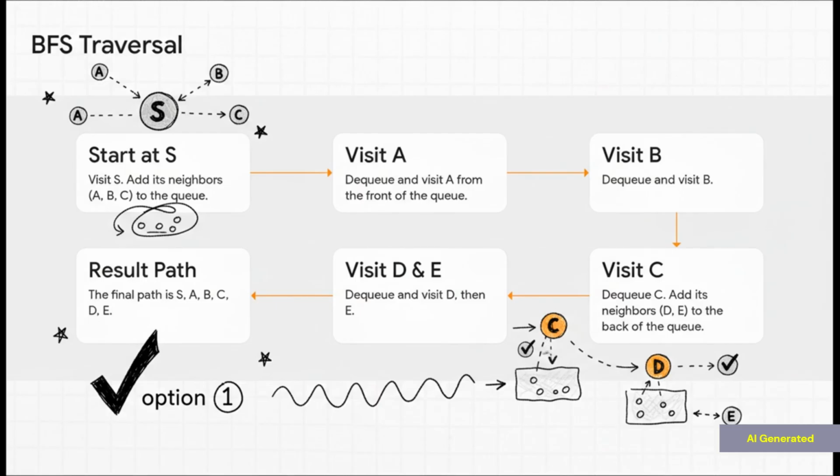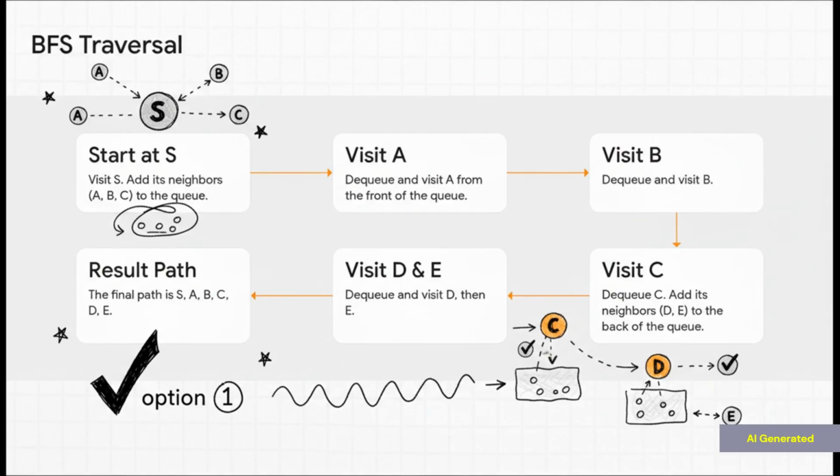A, B, and C. So we add them to our queue in that order. Now we take the first person out of the line, A, we visit it. Next up is B, we visit that one. Then we get to C. Now, as we visit C, we look at its neighbors, which are D and E, and we add them to the back of our queue.